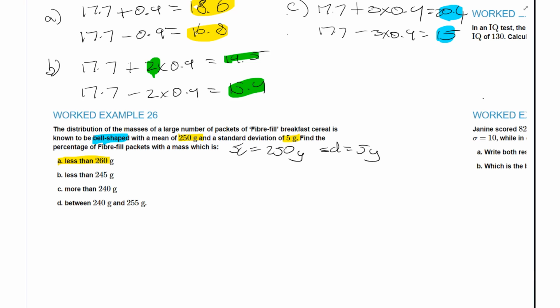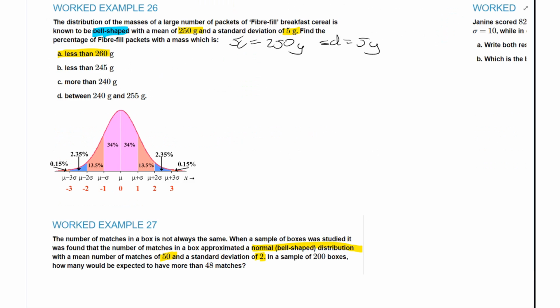So I'm going to pause this for a moment, and I'm going to get the graphic so we can use. Okay, so here's the graphic we can use in a moment. So when we say less than 260, okay, what we're saying is, 260 is how far away from 250? It's 10 grams. That's 2 times the SD. That means we're looking at this one here, and we're looking from this point, and we're going that direction. Okay, so it's most of it. So we're going to say that's going to be 95%.